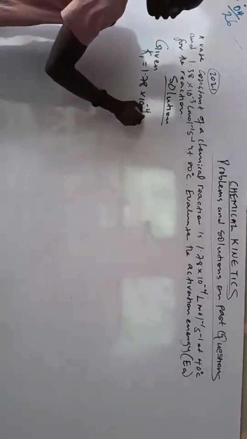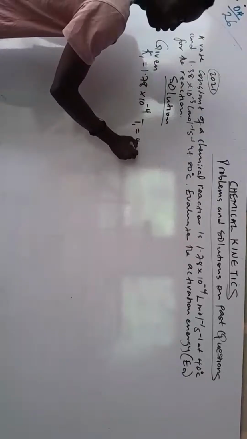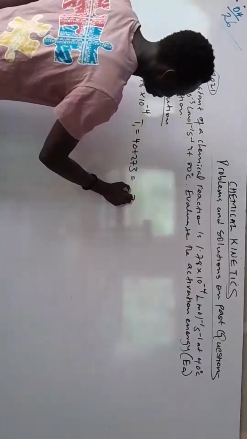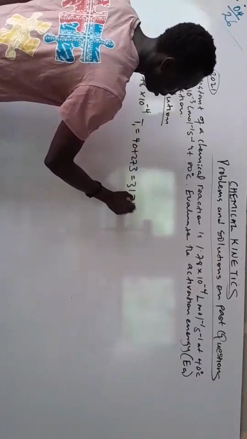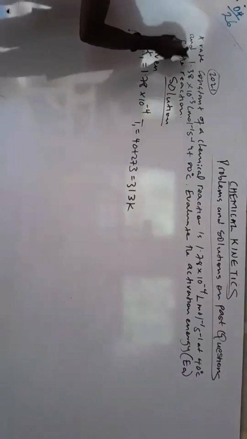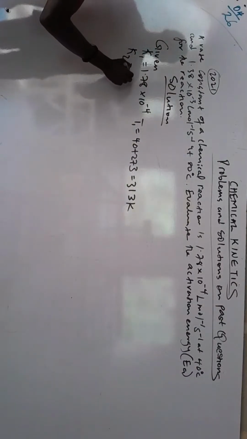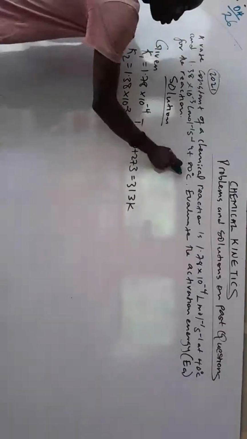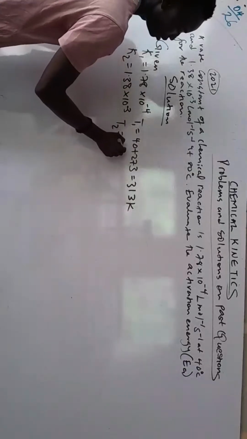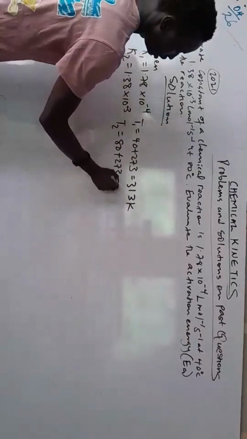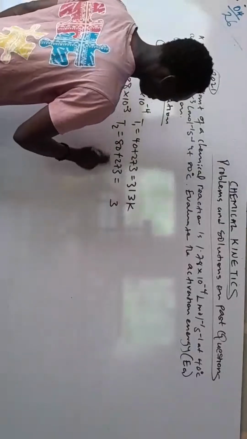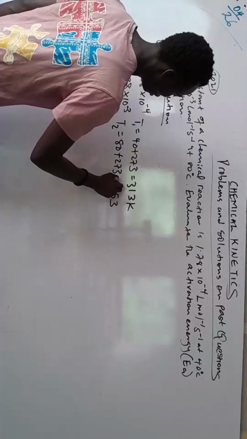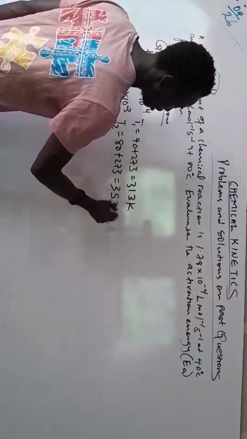And the temperature at which it occurs, temperature 1, is 40 plus 273. Take note of that there. That gives 313 Kelvin. And also K2 equals 1.38 times 10 raised to the power minus 3, at temperature T2 equals 80 degrees Celsius plus 273, and that will give you 353 Kelvin.